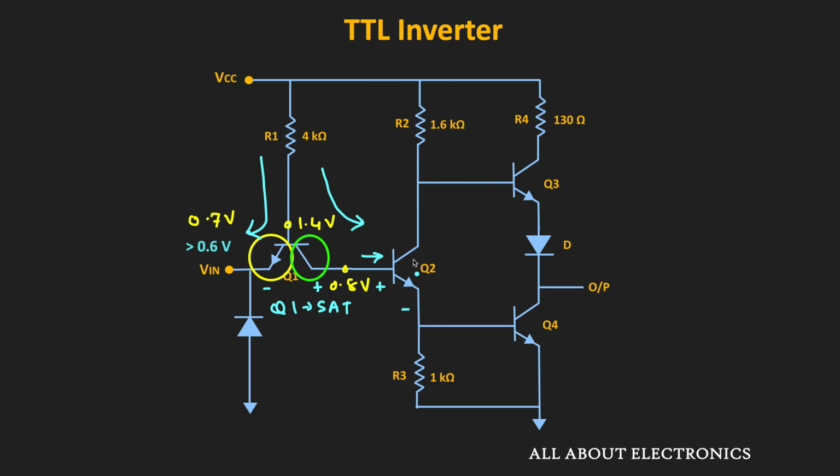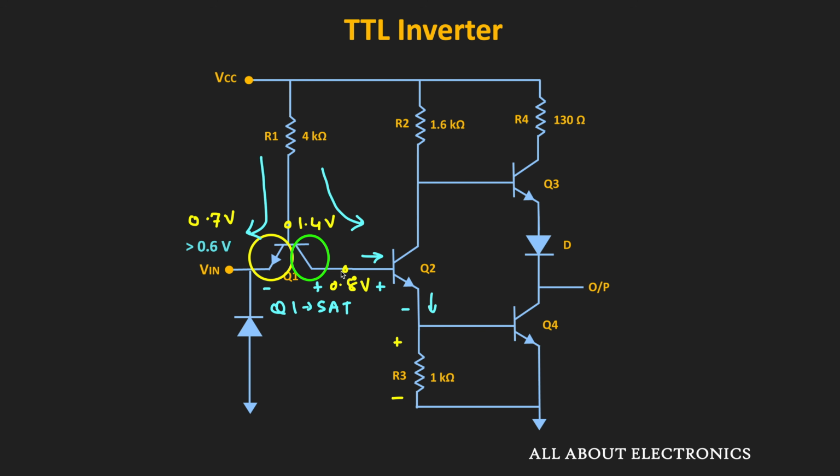And since the current starts flowing through the base of the Q2, we will also get some emitter current. Because of that, the voltage will start getting built up across this resistor R3. But until the voltage drop across the R3 is more than 0.7 volt, this Q4 will remain in the off condition.